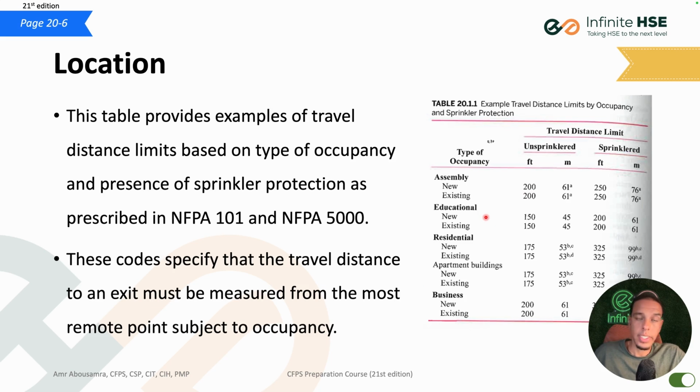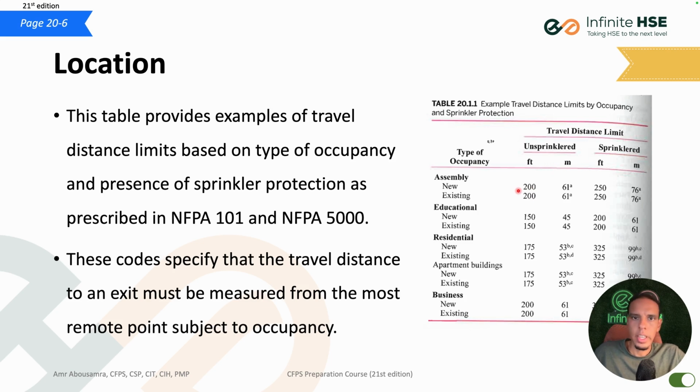We already highlighted this in section 4, but just for refreshment, we have here the type of occupancy, and for the type of occupancy we have two things, either new occupancy or existing occupancy. And also we have either unsprinklered or sprinklered. If the occupancy is sprinklered, that means it will have some allowance. So you can see there is an increase in the travel distance. We can say it's like an allowance because the building is sprinklered, but you will see these numbers in unsprinklered for the same occupancy are lower.